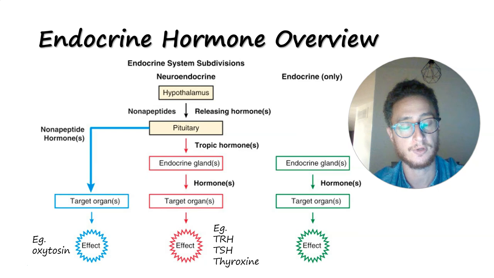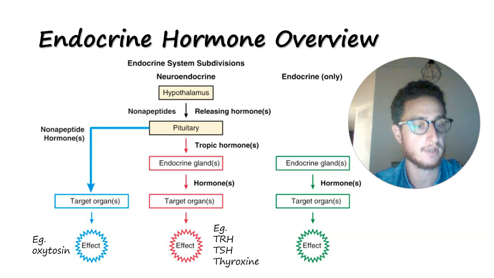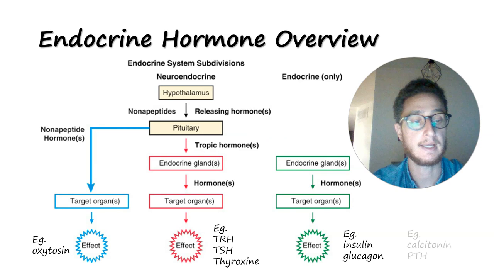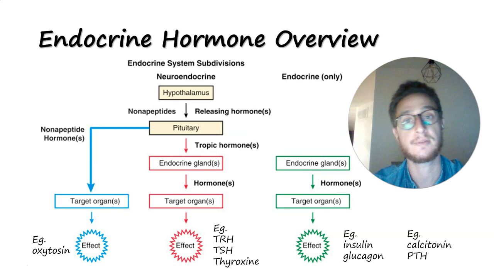And finally, there are some endocrine glands that work completely independently of the pituitary and hypothalamus and do the job all on their own. Things like the pancreas, which is regulating blood sugar level with insulin and glucagon, antagonistic hormones. And the thyroid and the parathyroid gland, which work together by producing calcitonin and parathyroid hormone to maintain your blood calcium levels.